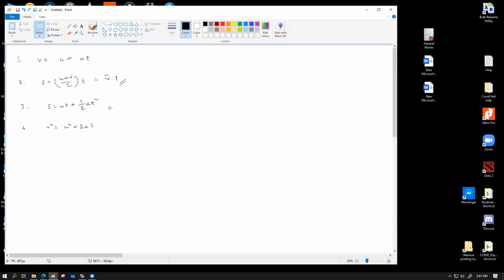These 4 equations that we have over here, you'll see that in these 4 equations we have 5 variables involved. These 5 variables are u, v, a, s, and t. Respond to this question that comes after. Among these 5 variables, which are scalars and which are vectors? Try to respond.